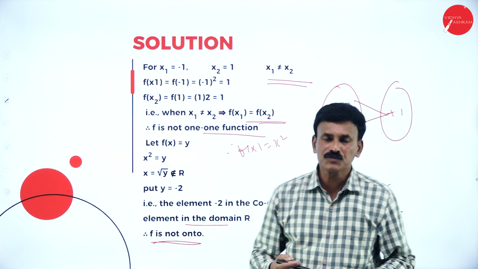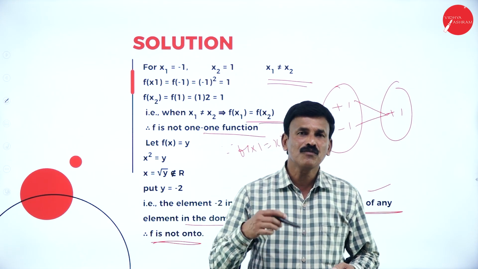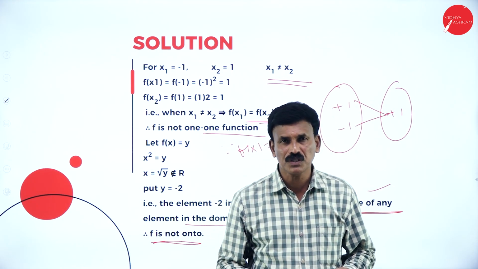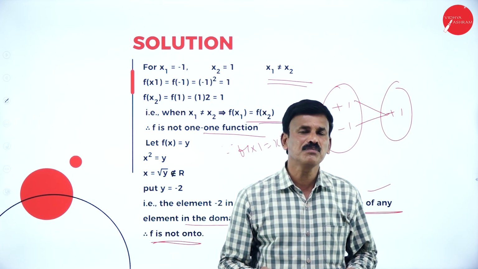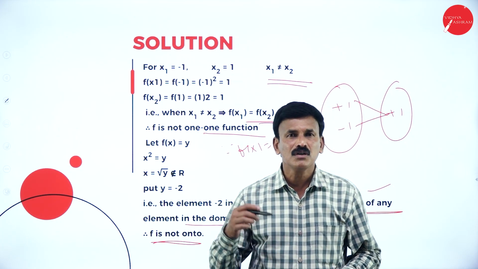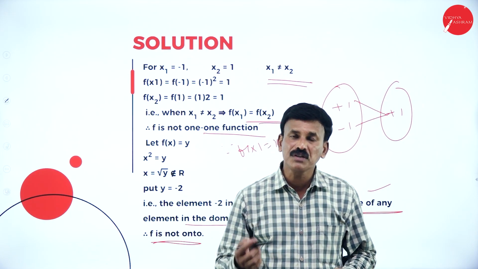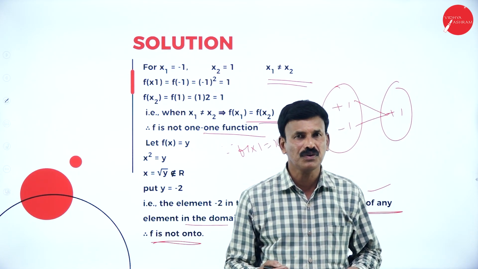So these are a few problems based on one-one function and onto function. So I hope you got an idea regarding functions, the types of functions, and how to verify one-one and onto functions.